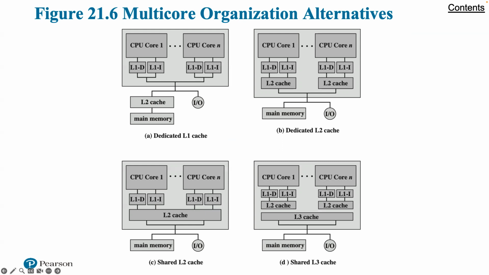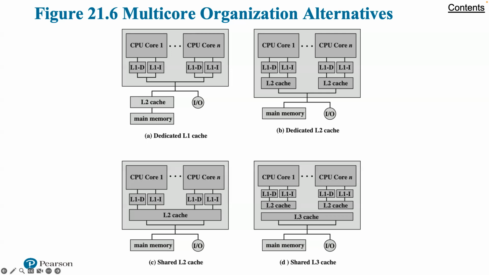The organization of 21.6b is also one in which there is no on-chip cache sharing. In this, there is enough area available on the chip to allow for L2 cache. An example of this organization is the AMD Opteron. Figure 21.6c shows a similar allocation of chip space to memory, but with the use of a shared L2 cache. The Intel Core Duo has this organization.